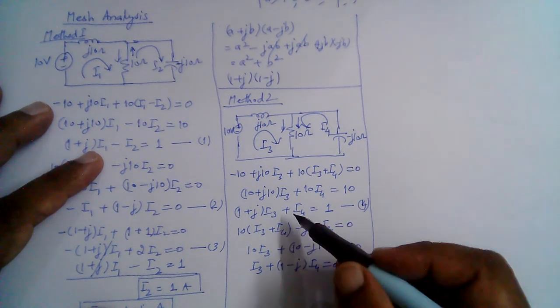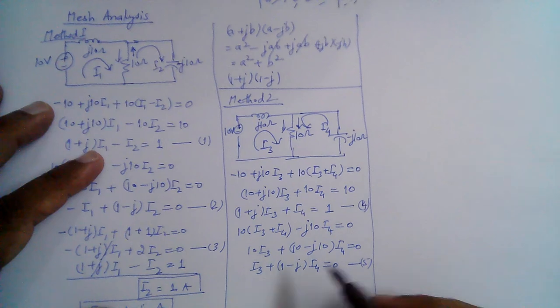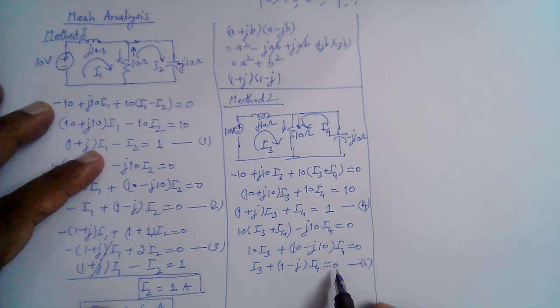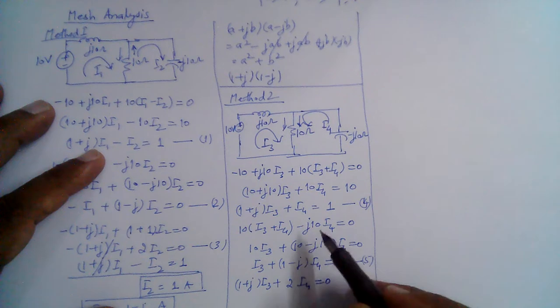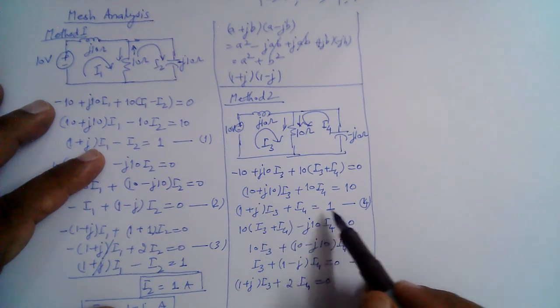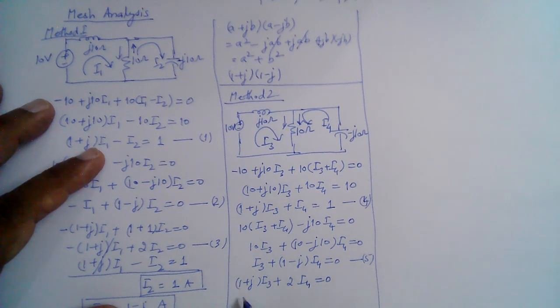So we have two equations here. 1 plus j I3 plus I4 is equal to 1. And I3 plus 1 minus j I4 is equal to 0. So let's multiply this equation 5 with 1 plus j. So that is 1 plus j I3, right? And then 1 plus j into 1 minus j. So that will be 1 square plus 1 square, that is 2 I4 is equal to 0. So we can subtract equation number 4 from equation 5, right? So this is the modified form of equation 5. So we get 1 plus j I3 plus I4 is equal to 1. So let's subtract this equation.